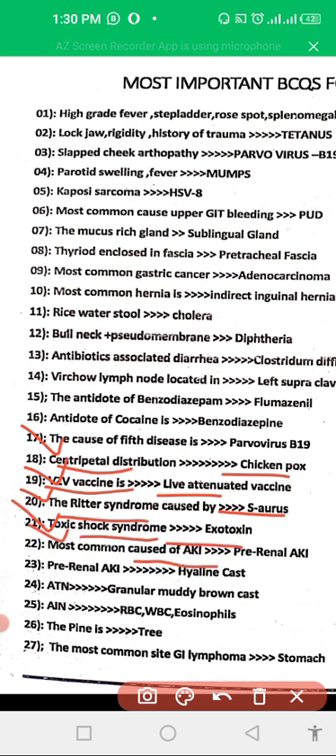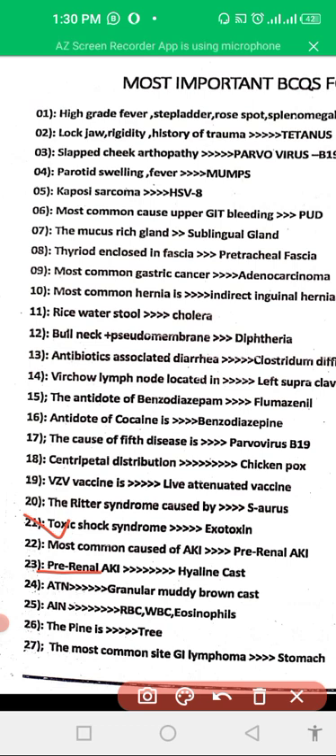Most common cause of acute kidney injury is prerenal failure, acute kidney injury. Most common cause of prerenal acute kidney injury is presence with hyaline cast. And ATN is acute tubular necrosis. Presentation is granular muddy brown cast.